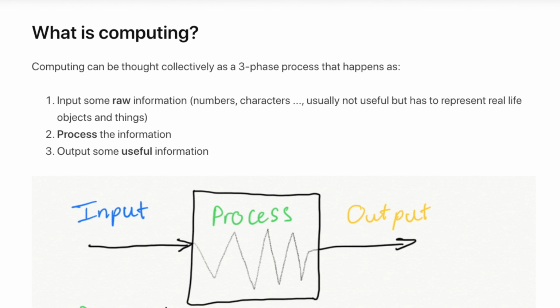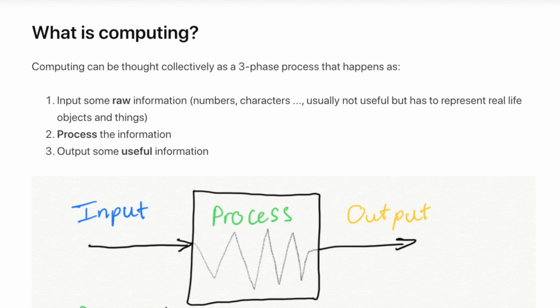So what is computing? Computing can be thought of as a three-phase process. In the first phase, you have some raw information. That's the input. It can be in terms of numbers, characters. Usually it's not very useful, but it represents something in life, for example, your bank account, your medical records, and so on.